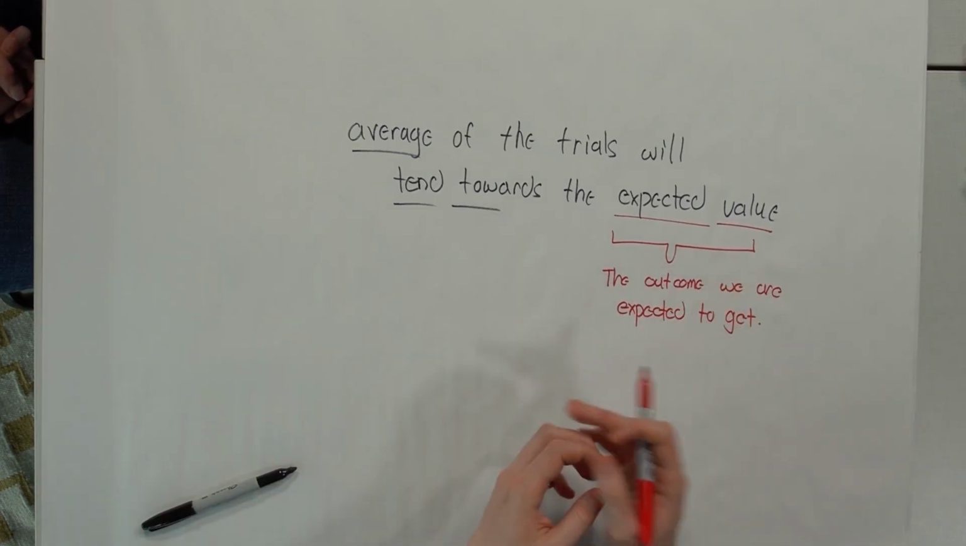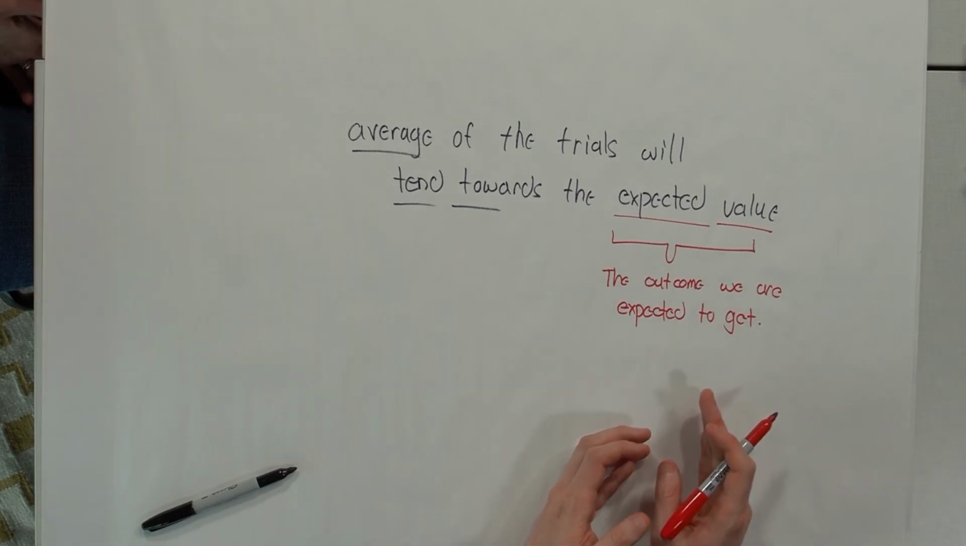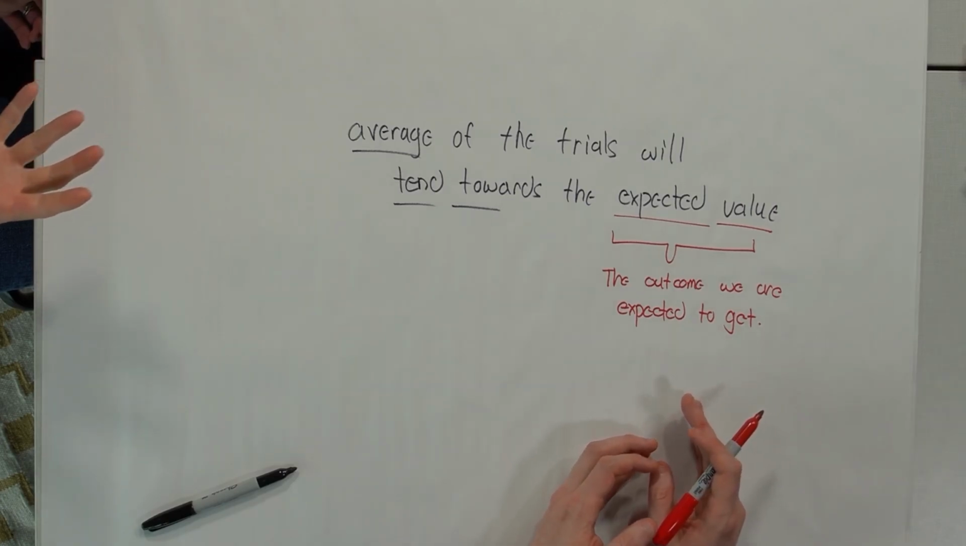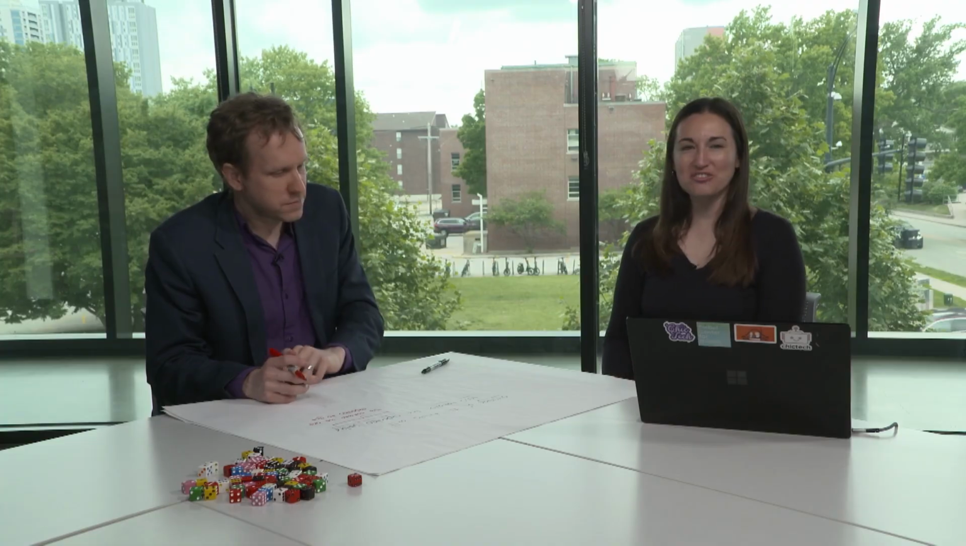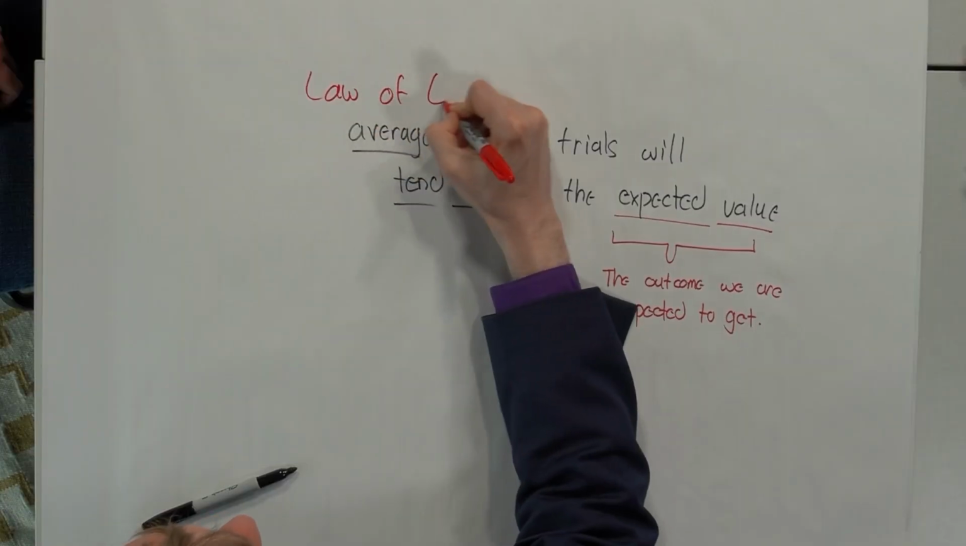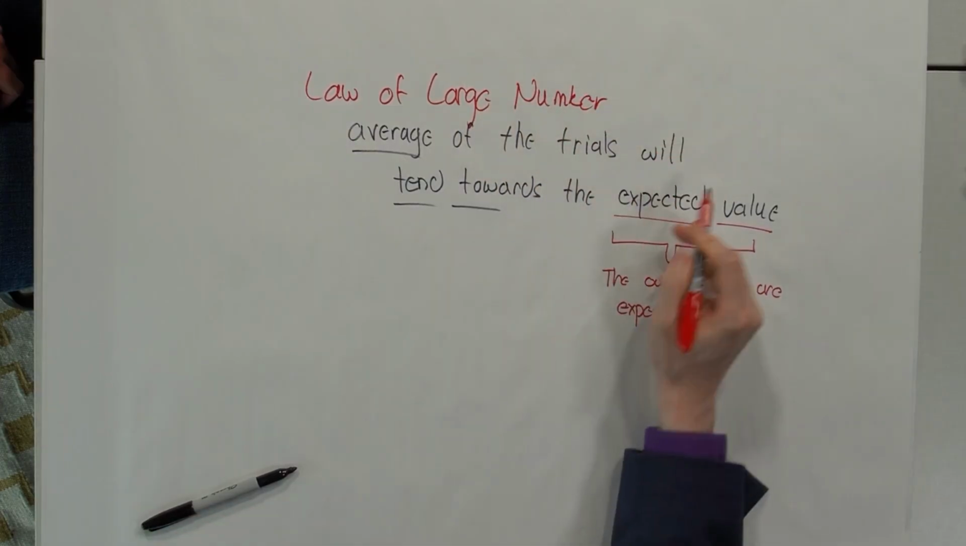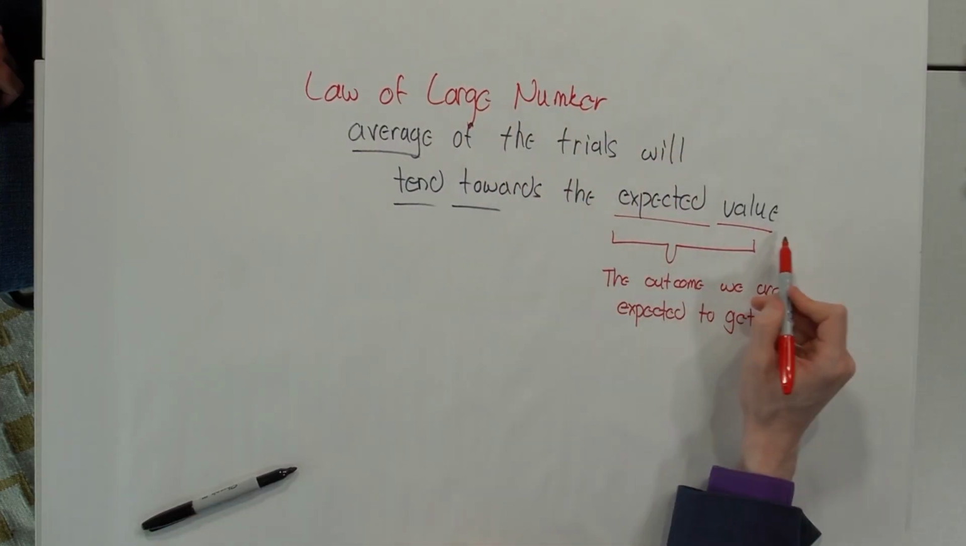I love this idea of flipping a coin. With 100 flips, our expected value would be 50. If we roll 2 dice, our expected value would be 7, because there are 36 possible outcomes and the outcome 7 is the one that occurs the most. There are the most ways to get a combination of 7. So what the law of large numbers is telling us is that the average of more and more trials will tend towards that expected value.